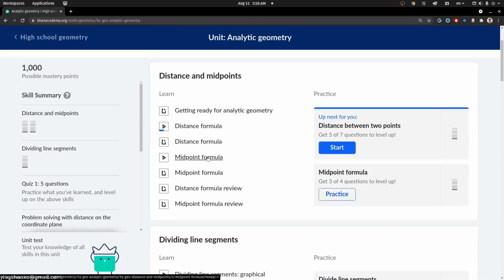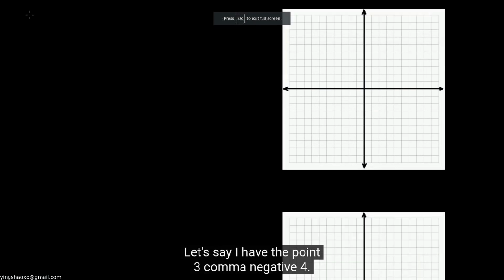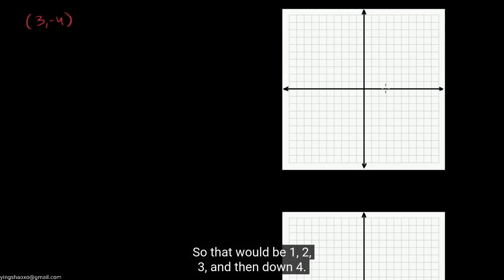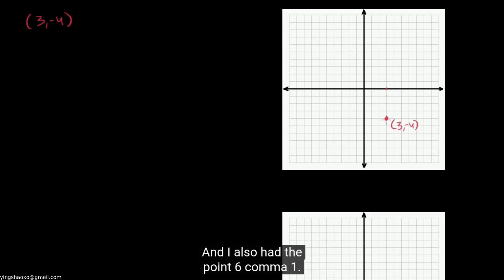Then let's get into the midpoint formula. Let's say I have the point 3 comma negative 4. So that would be 1, 2, 3, and then down 4. 1, 2, 3, 4. So that's 3 comma negative 4. And I also had the point 6 comma 1. So 1, 2, 3, 4, 5, 6 comma 1. So just like that, 6 comma 1.